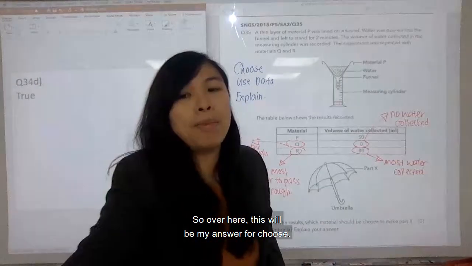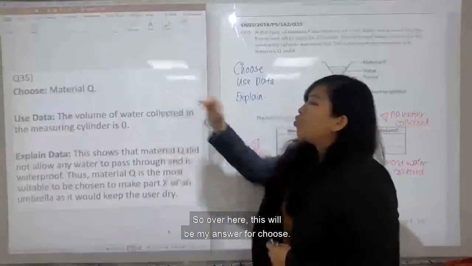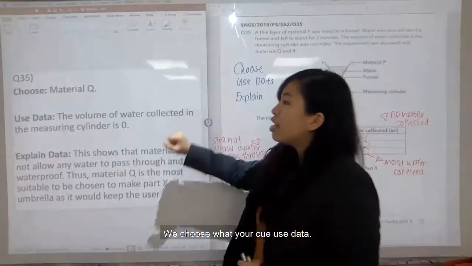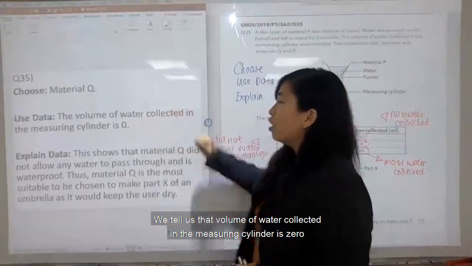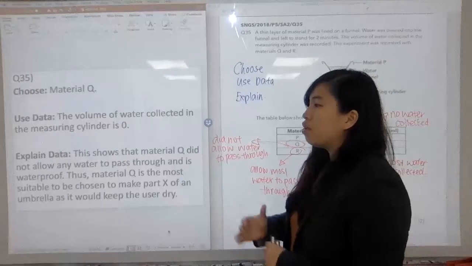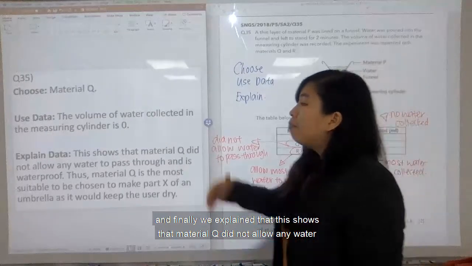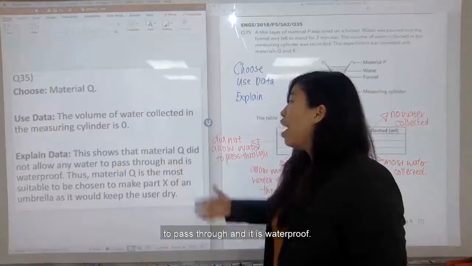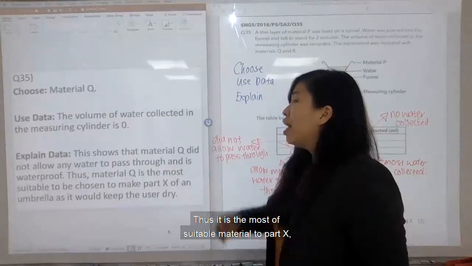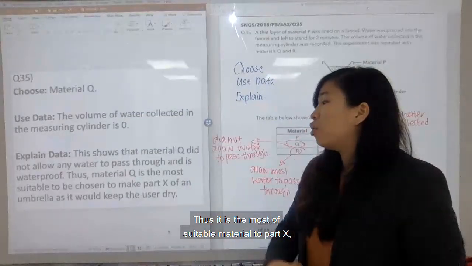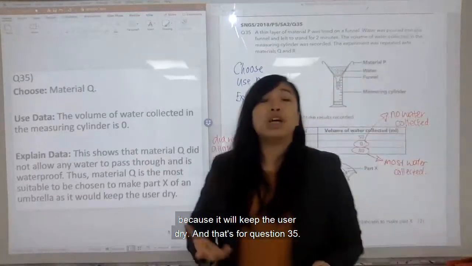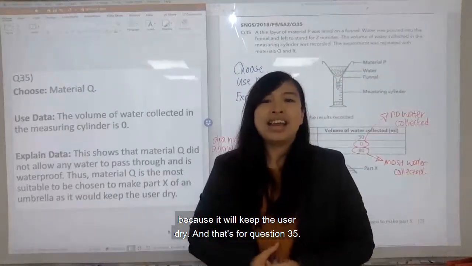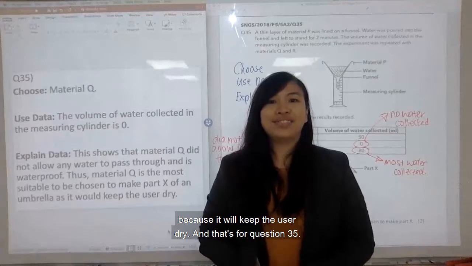So over here, this will be my answer. For choose, we choose material Q. For use data, we state that the volume of water collected in the measuring cylinder is 0. And finally, we explain that this shows that material Q did not allow any water to pass through and is waterproof. Thus, it is the most suitable material to make part X because it will keep the user dry. And that's for question 35.